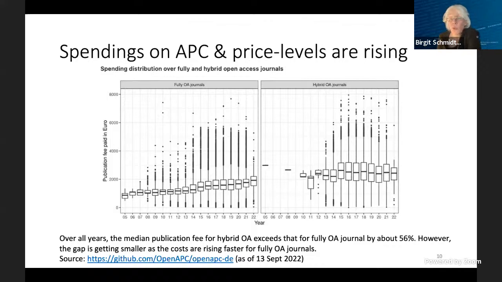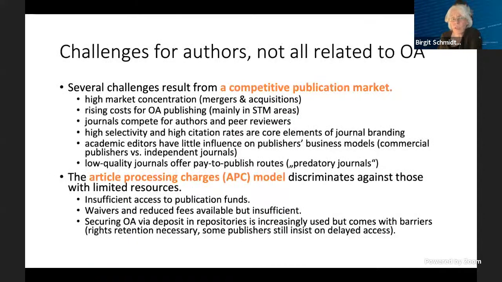And when it comes to journals which are so-called hybrid open access journals, these are journals which are subscription-based, but you can unlock individual articles when you pay a fee. The fee is even higher. It was on average 56% higher, and this gap is somewhat closing because the growth on the left-hand side is somewhat stronger than on the right-hand side. So this is certainly an issue, but there are also, of course, issues which come with the publication market.